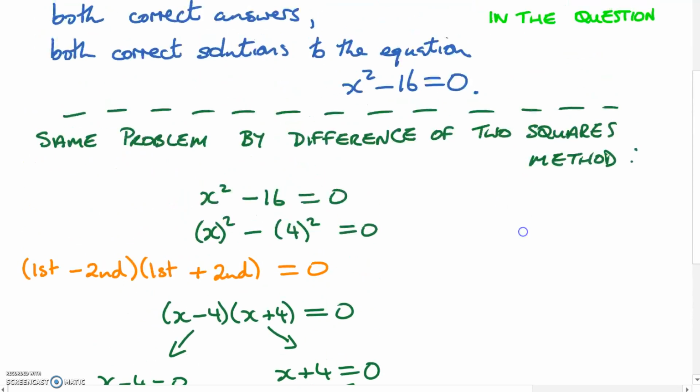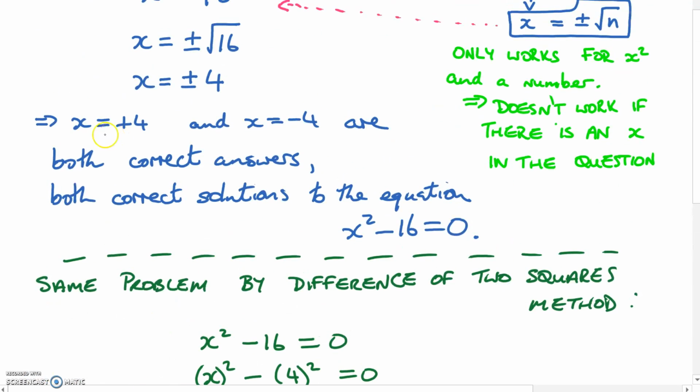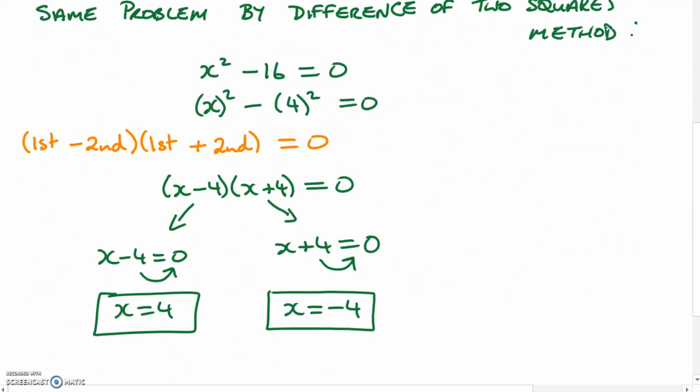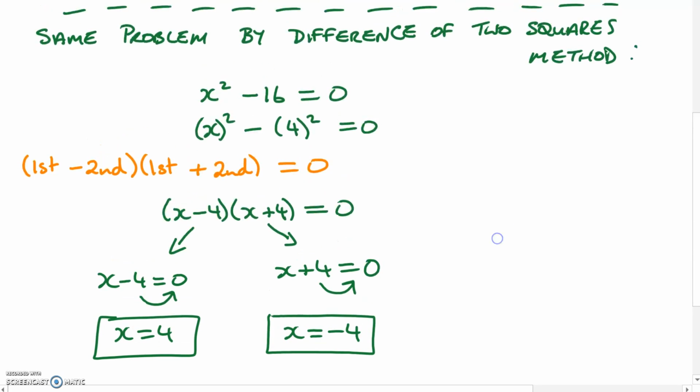And if we looked up above, you see that x equals plus 4 and x equals minus 4 are both the correct answers. So whichever method you use is fine. Sometimes people will prefer one rather than the other. Sometimes one is just superior to the other or easier than the other, depending on the case.